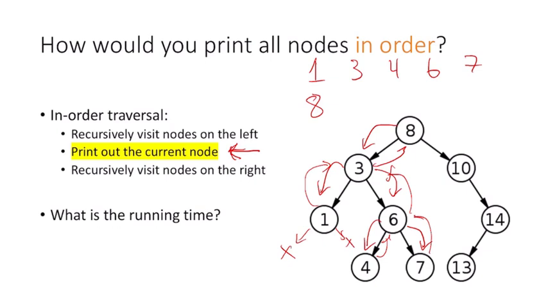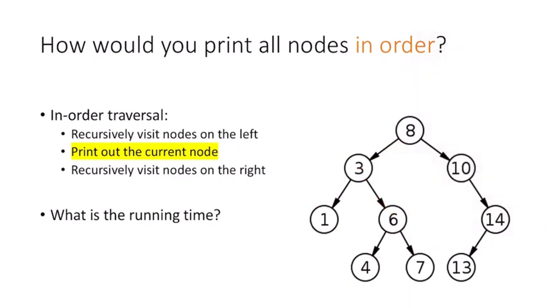What is the running time of this? Again, since we're visiting all nodes, it's going to be linear. It might seem like we're doing a lot of extra work, but really we're just traversing down the tree and then back up the tree. So for each node, we're essentially doing a constant amount of work of traveling against its pointers to its children and pointers back up to the parent. So that's called an in-order traversal.